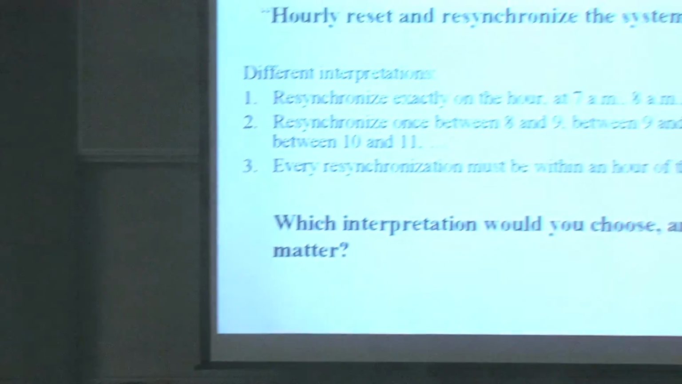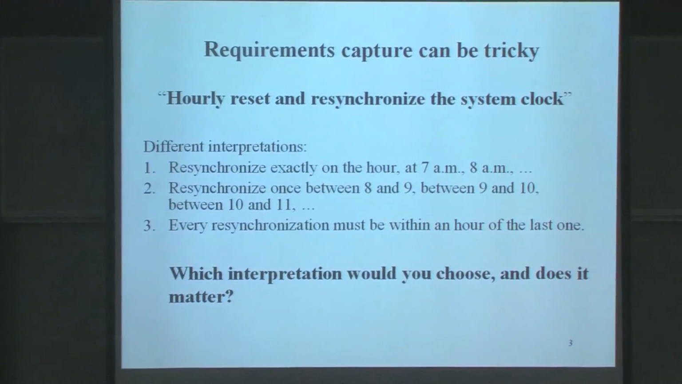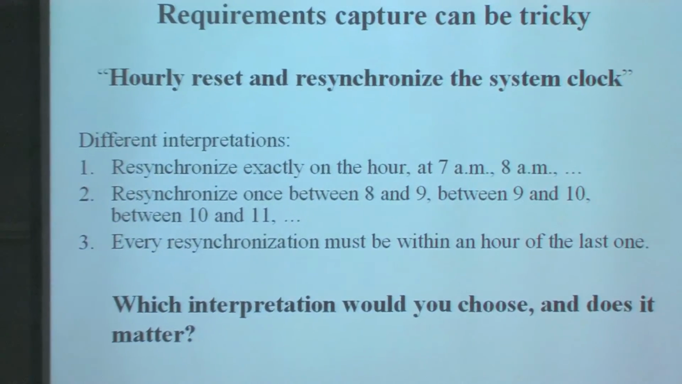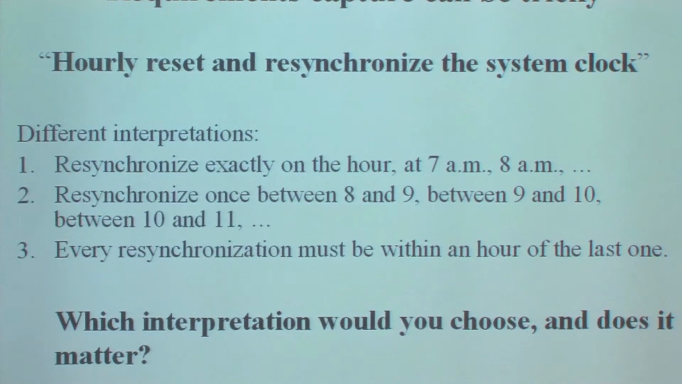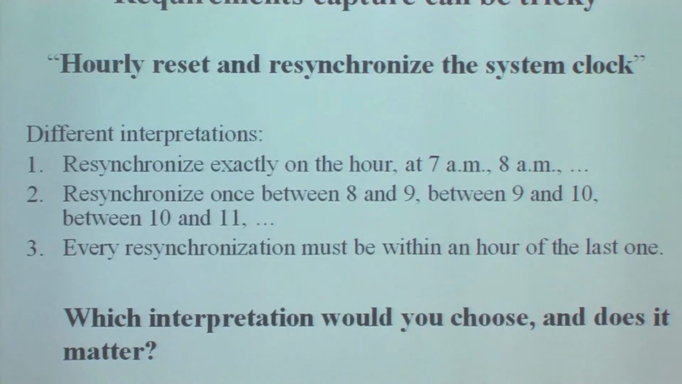The second interpretation says that what I really want you to do is a resynchronization of the clock between 8 and 9 o'clock, and again between 9 and 10 o'clock, and between 10 and 11 o'clock. I don't care when exactly you do it, but you do it according to that schedule. And the third interpretation says, I don't know when you do it, but if you do a resynchronization, then you better do the next one within the hour. So the separation between two synchronization attempts should be no more than an hour.